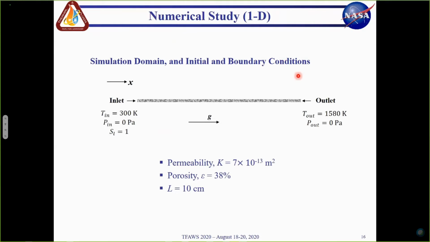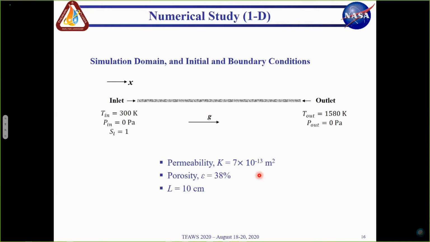We have presented two very simple examples using our solver. The first one is a 1D simulation, and for the 1D simulation, we use all constant properties. We also use the Leverett model for the capillarity, Kozeny-Carman model for the relative permeability, empirical model for the phase change, and parallel model for the effective thermal conductivity.